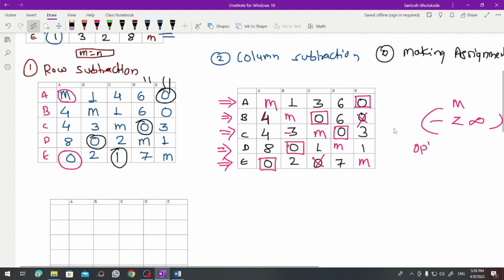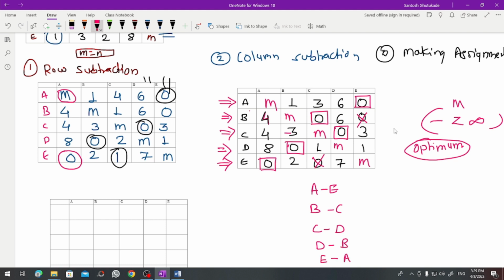We reached the optimum solution for the assignment problem, but this problem is our traveling salesman problem. So first we will write what the answer is. A city to E, so A to E, then B's assignment is C, C's assignment is D, D's assignment is B, and E's assignment is A. So this is a solution.